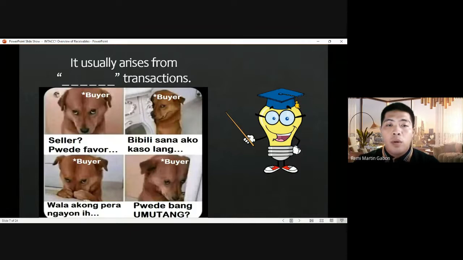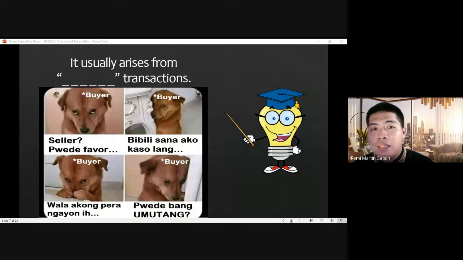Okay, so we have been talking earlier about the contract. Contract is actually referring to transactions. Contract may be regarded as the transactions, or the transactions will be regarded as the contract in which the receivables will arise, right? So usually it arises from blank transaction.